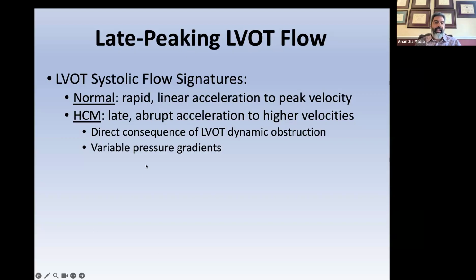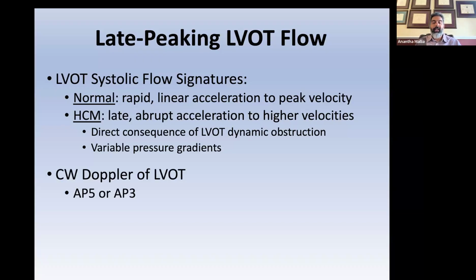Okay. With HCM though, you have this obstruction, and the obstruction results, like I said before, in rapid acceleration of blood flow through the LVOT. So all of a sudden you get this sudden acceleration, but that acceleration takes a while to happen. So what you see in the flow signature is late, abrupt acceleration of flow velocities through the LVOT during systole. Okay. The best way to identify this is by using continuous wave Doppler through the LVOT.